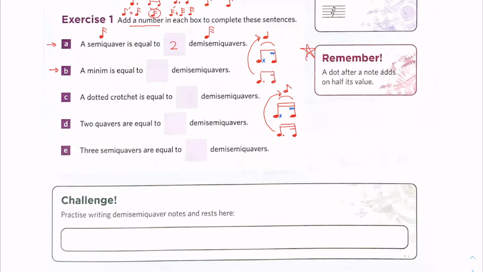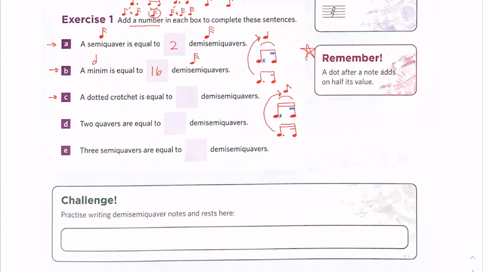Question B. A minim is equal to how many demisemiquavers? This is a minim. Minim is worth 2 crotchets. And again, this is demisemiquaver. In each crotchet, we just talked about it earlier, there are 8 demisemiquavers. So in a minim, there are 16 demisemiquavers.